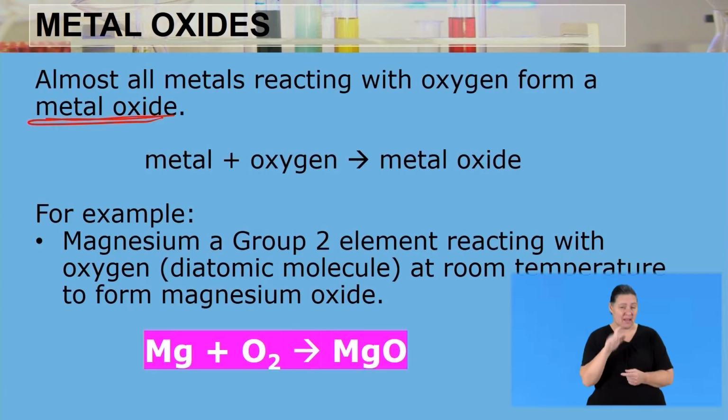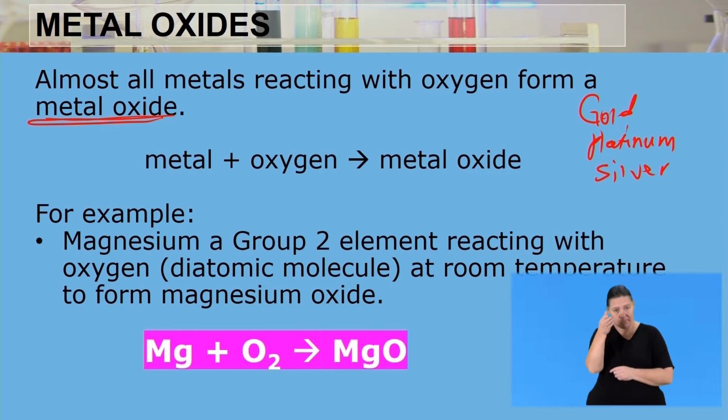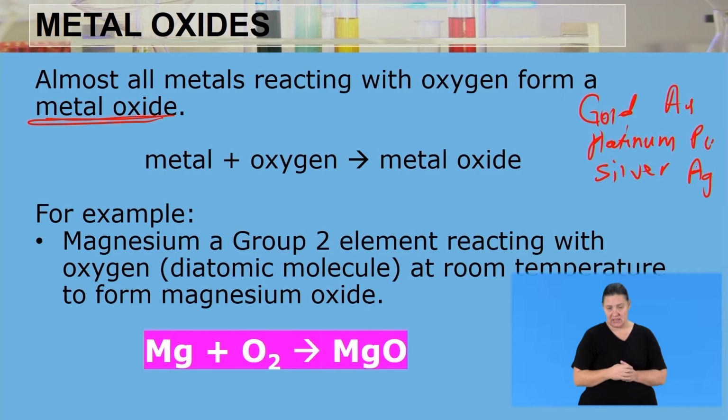Those metals are gold, platinum, and silver. When these react with oxygen, they do not form the metal oxide. Remember, we can find these elements in our periodic table. The chemical symbol for gold is Au. For platinum, it's Pt. And for silver, it is Ag. Remember, the first letter is always capitalized.